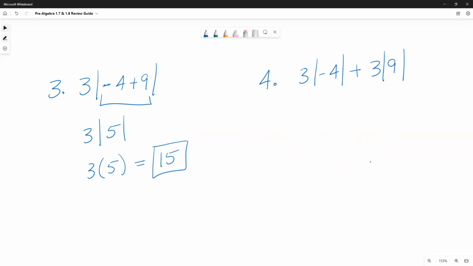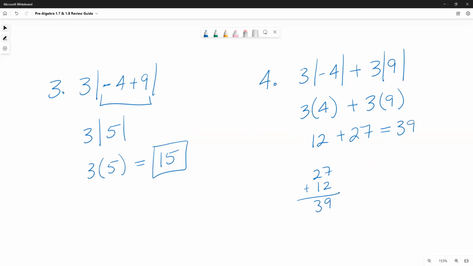So we have to get rid of the absolute value. So what is the absolute value of -4? So that becomes 3 times 4. And the absolute value of 9 is 9. So that's 3 times 9. So 3 times 4 is what? And 3 times 9. All right. And I'm just going to go work this out. 27 plus 12, 7 plus 2. Yes, 39. Very good. So yes, very different. More than half.